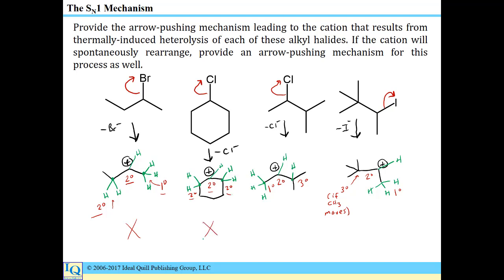In the third case, however, we start with a secondary carbocation and there is a tertiary site adjacent to it. So if we take the two electrons that are in this carbon-hydrogen bond and move them over to this site, we will leave a tertiary carbocation, and that would be spontaneously formed, leading to this carbocation that would be present prior to any subsequent steps with other molecules.